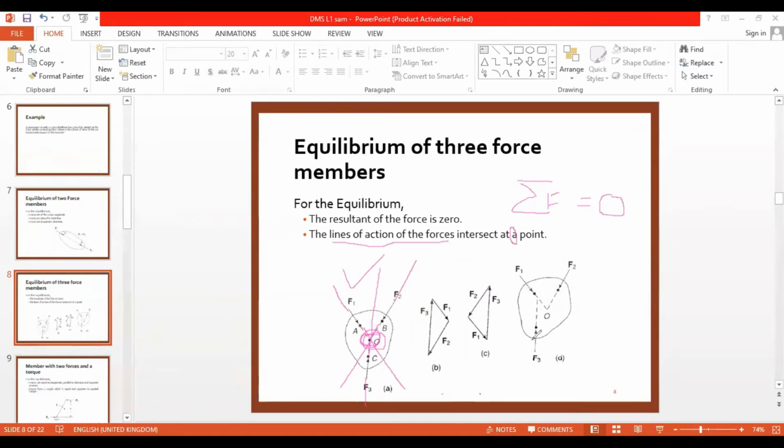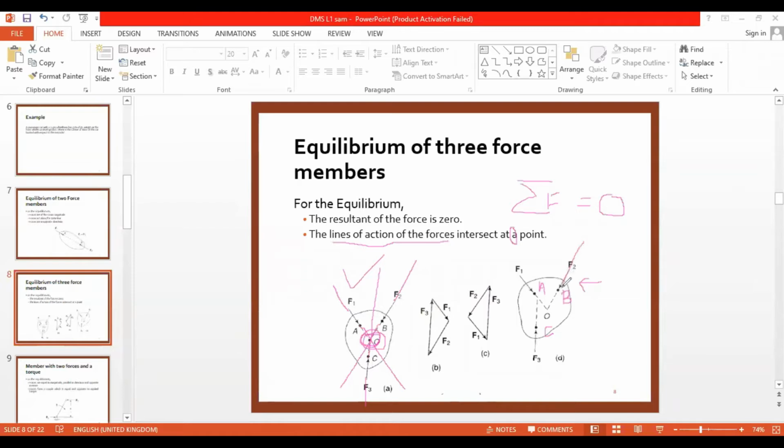What will happen in this case? If F1 is acting at this point, I will take it as A. F2 is acting at this point, so I will take that point as B. And F3 is acting at this point, and I will take this point as C. Now tell me whether this will be in equilibrium or not. The three forces are not intersecting at a particular point.